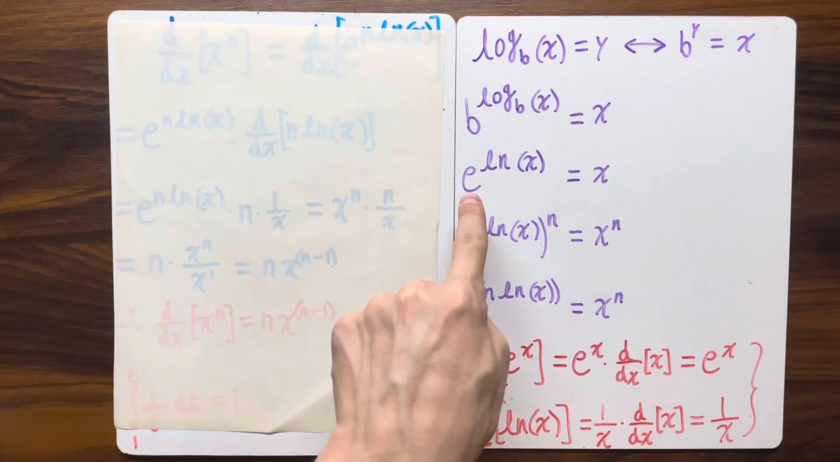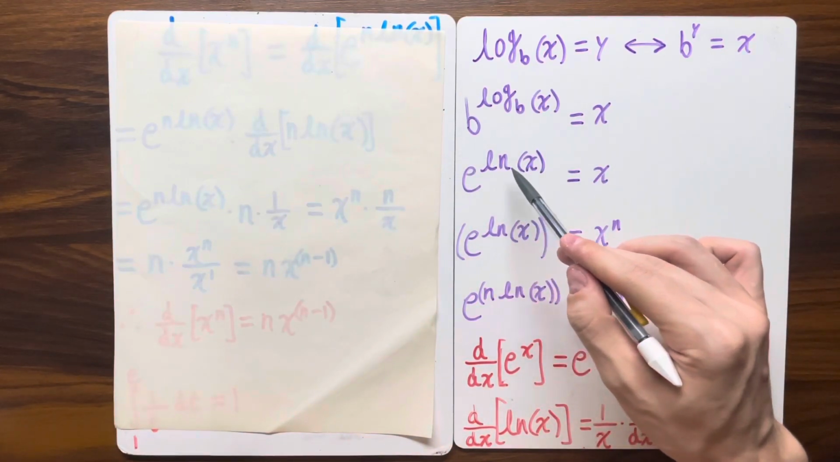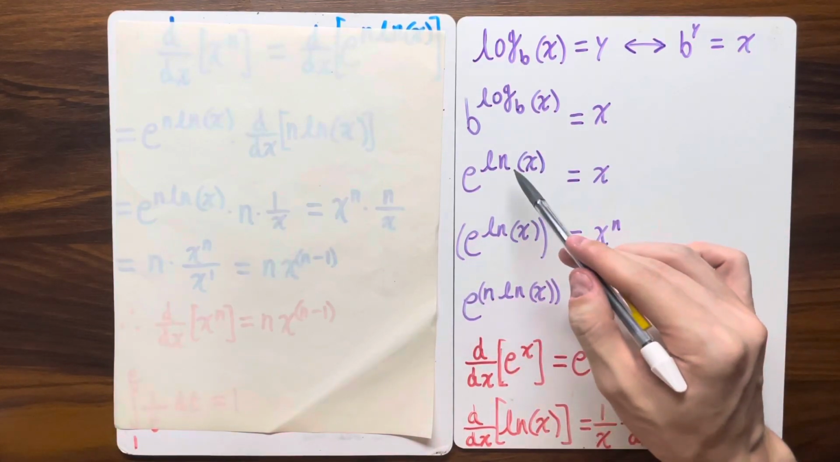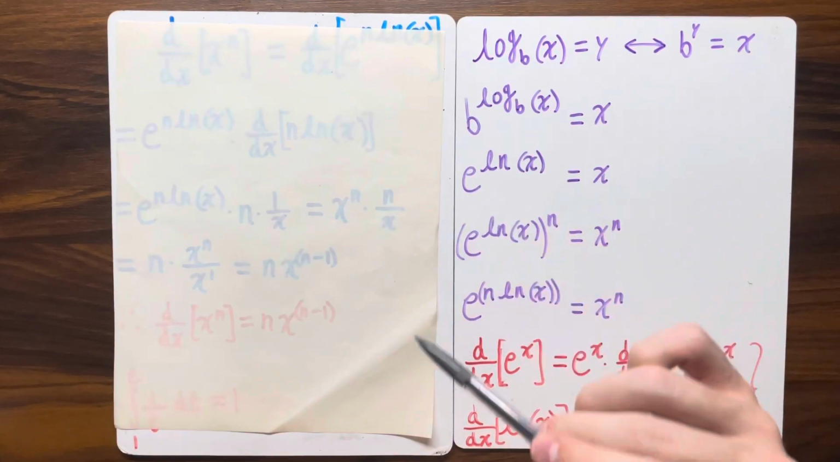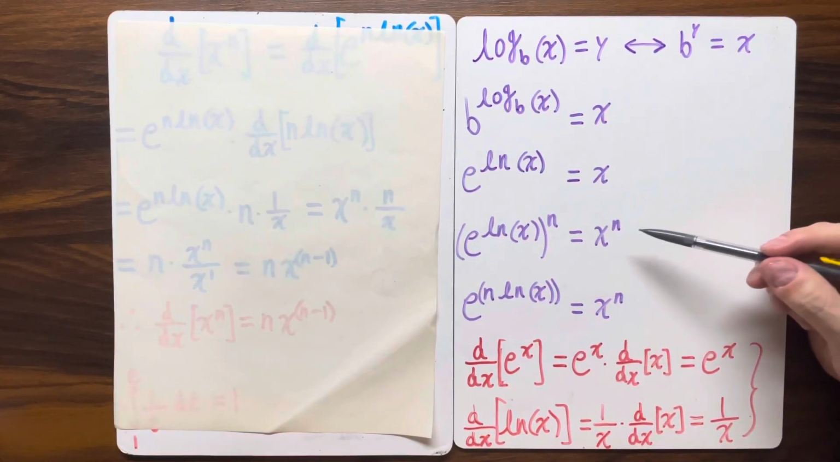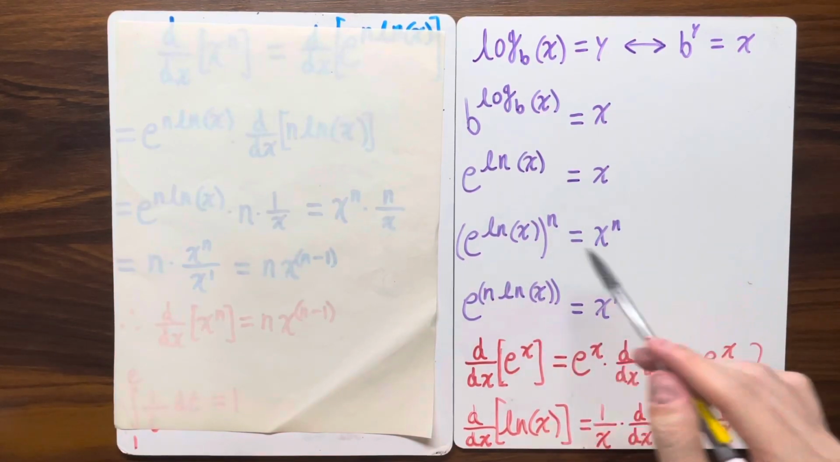So rewriting with a different base, say base e, we can write e to the log base e of x is just equal to x because that's what's inside the log. Remember, the base here and the base here must be the same in order for this to be true. Now what we can do is take the n power to both sides. So doing so, we get this.